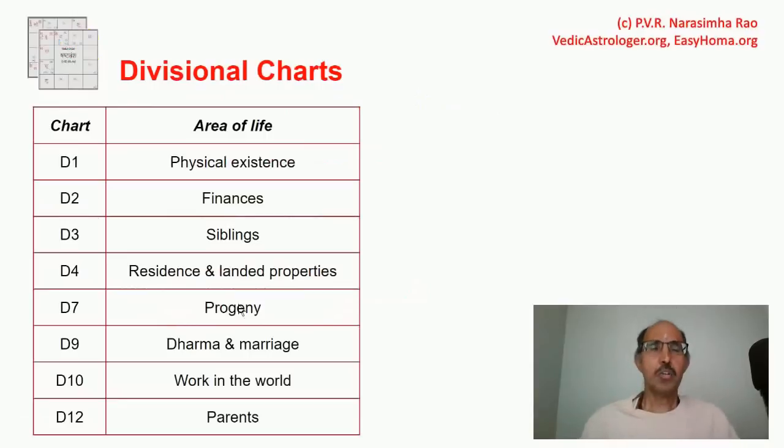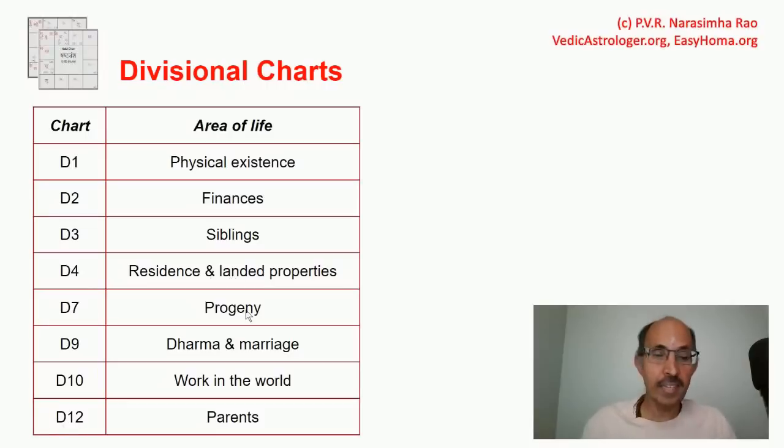And just to summarize, these are the matters that are shown by various divisional charts. D1 or Rasi chart shows physical existence. D2 chart shows finances and wealth. D3 shows siblings, and of course everything related to siblings: siblings' career, success, failure, marital life, children, etc. And D4 shows the residence and landed properties of the person.